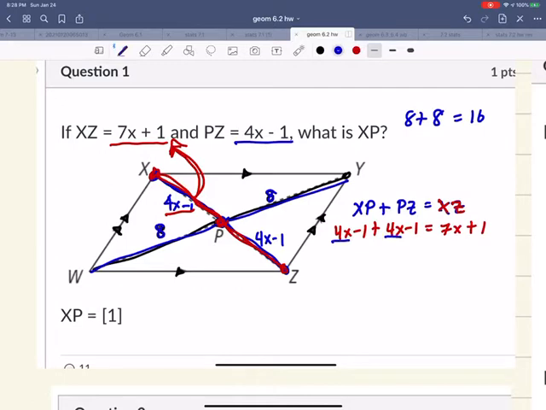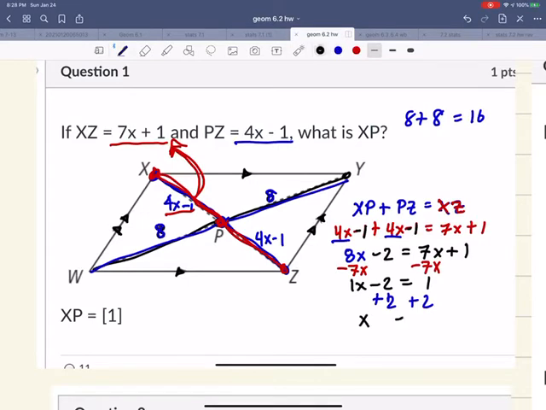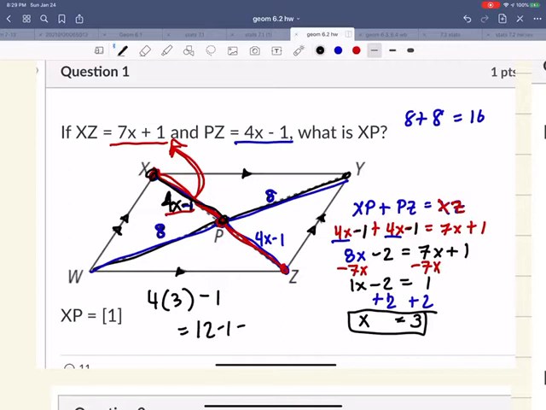All right, so let's combine some terms that are alike. So minus 1 minus another 1. Right? And we're going to subtract 7x from both sides. And we'll add 2 to both sides. This is just 1x, and we get x is 3. Okay, so plugging this back in, XP is 4x minus 1, so 4 times 3 minus 1 is 12 minus 1, or 11. Okay, so I think that's the first one.